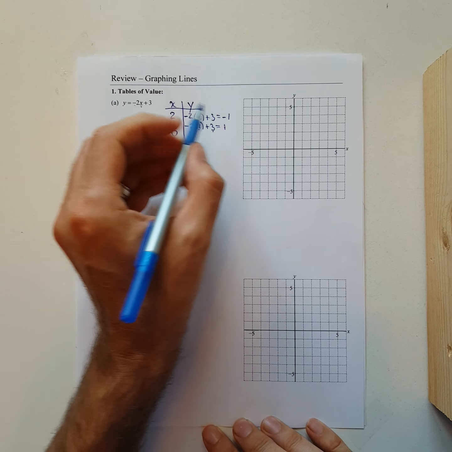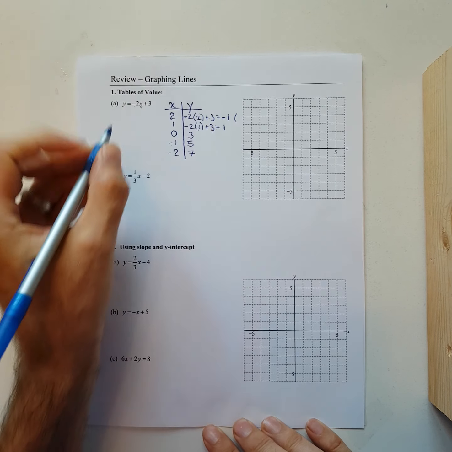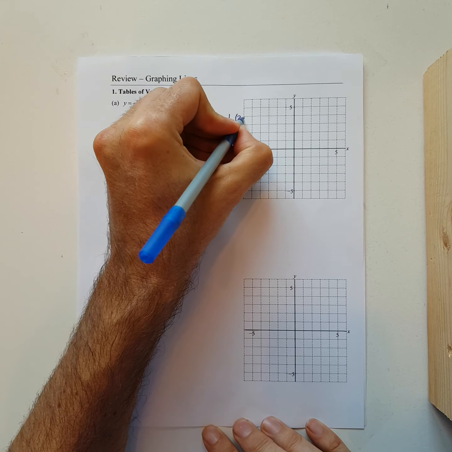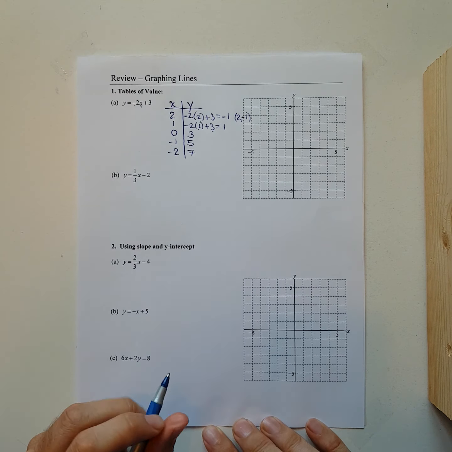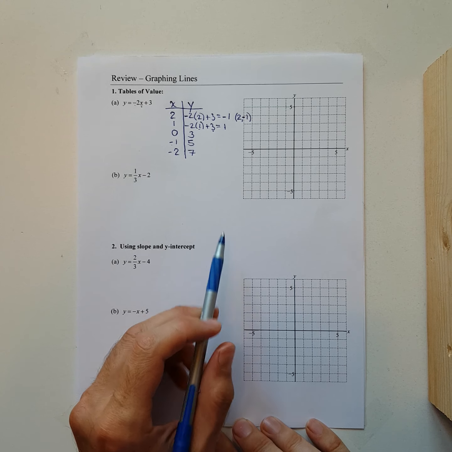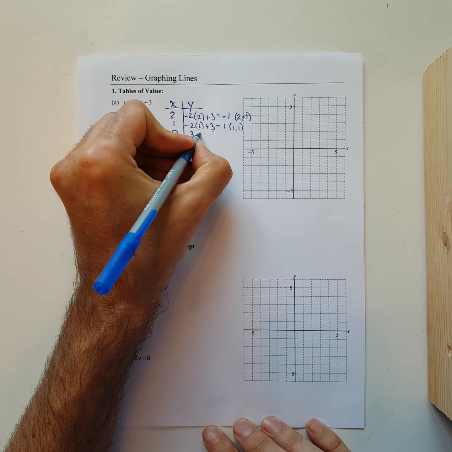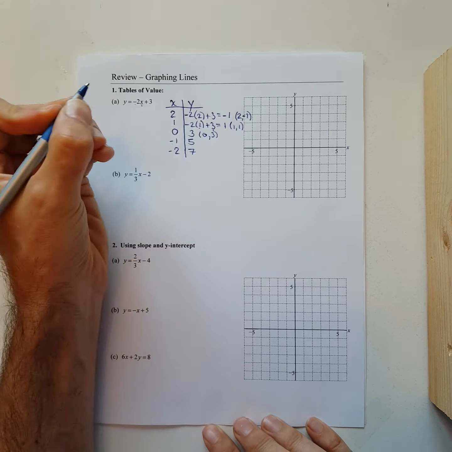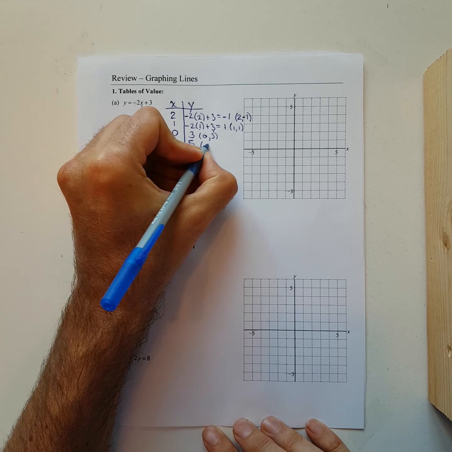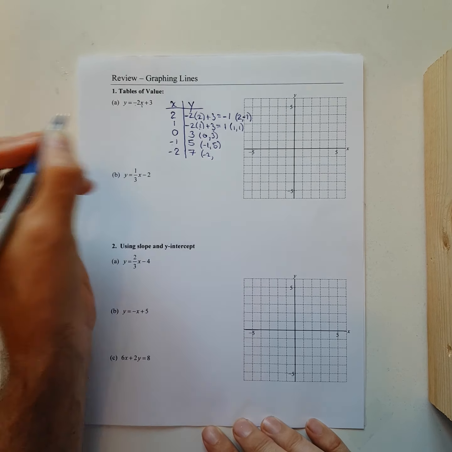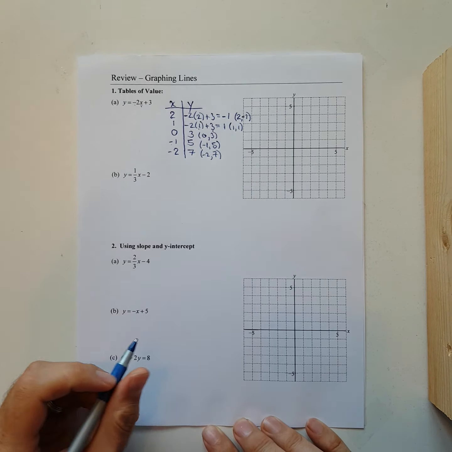If I was to write this first one as an ordered pair, remember in brackets I would put the x coordinate first and the y coordinate second. So there is our ordered pair, (2, -1). The second one would have an ordered pair of (1, 1). The next one would have an ordered pair of (0, 3). The next one would have an ordered pair of (-1, 5). The last one would have an ordered pair of (-2, 7).